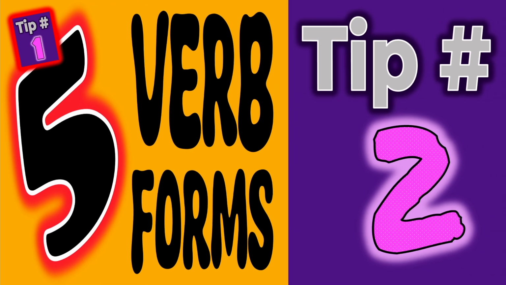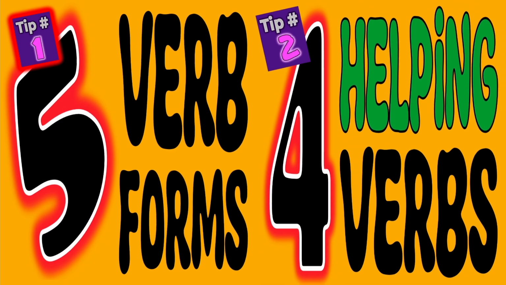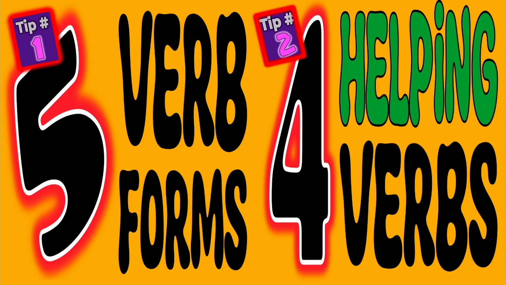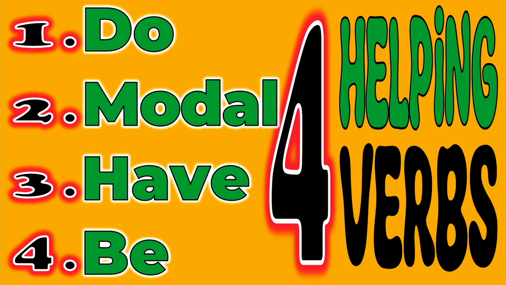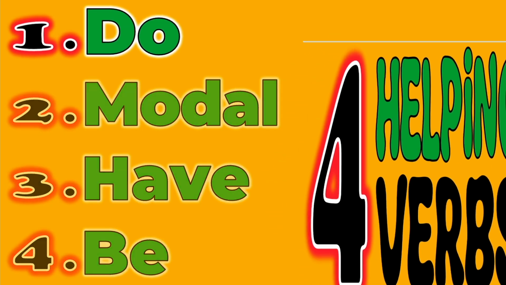Now, let's review tip number 2. In tip number 2, we added the 4 helping verbs in English. Right? And you might remember we said not helping verbs, but helping verb families. These are our 4 helping verb families here. Do, modal, have, and be. Right? And today we are going to focus on do.